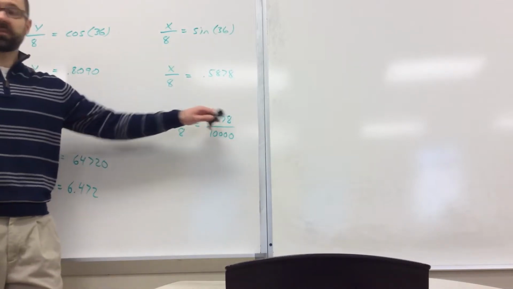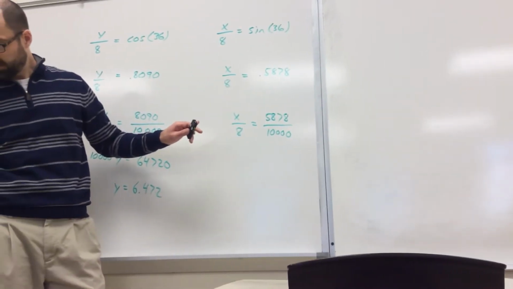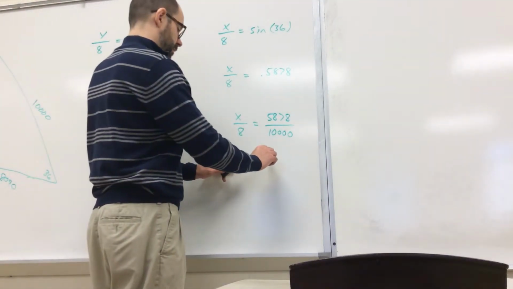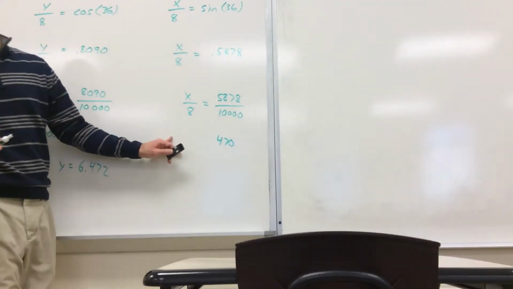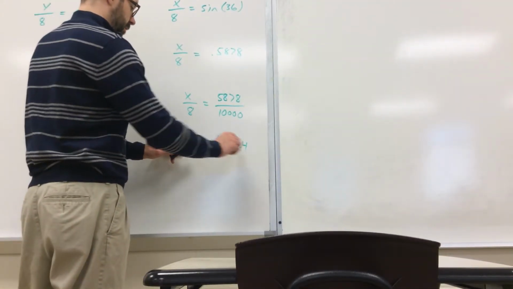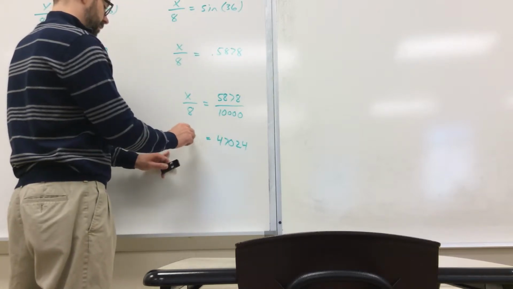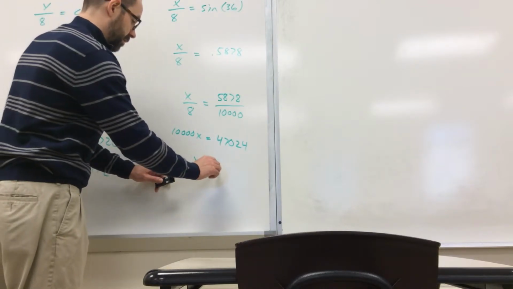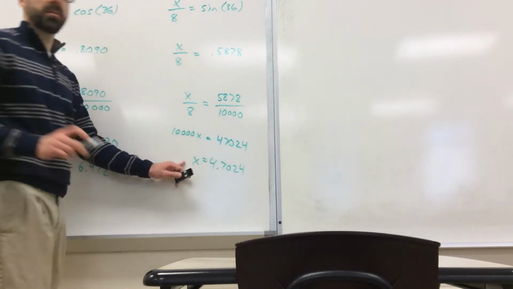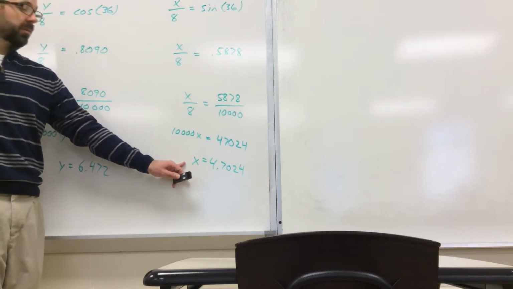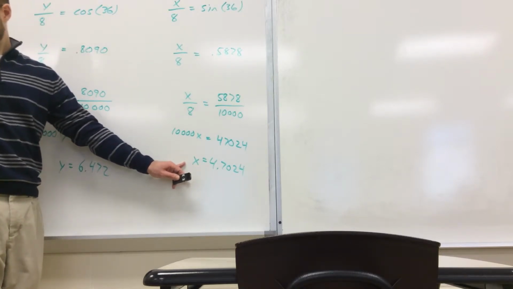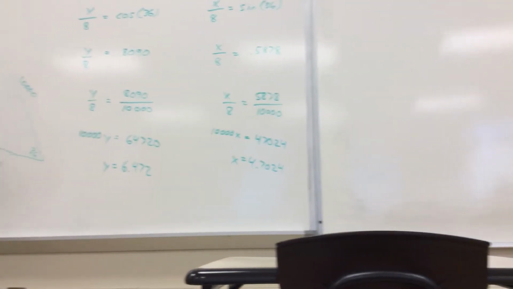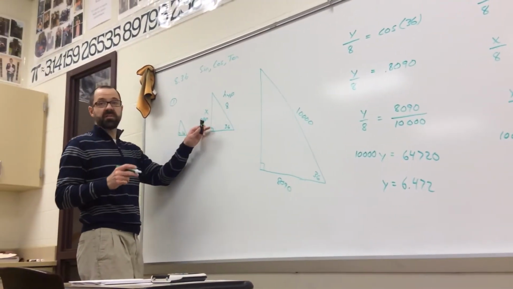Then you do the cross products, 5878 times 8. And then finally divide by 10,000. So that means this side over here is 4.7 inches or so.